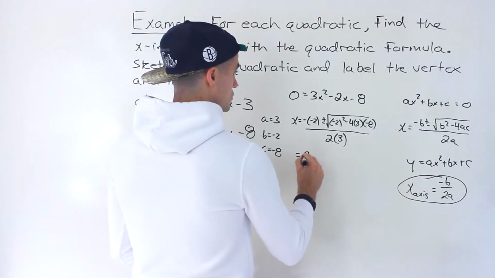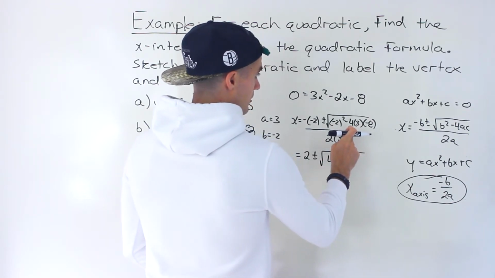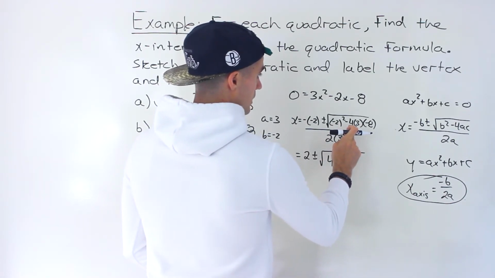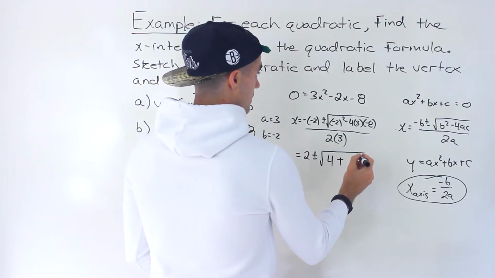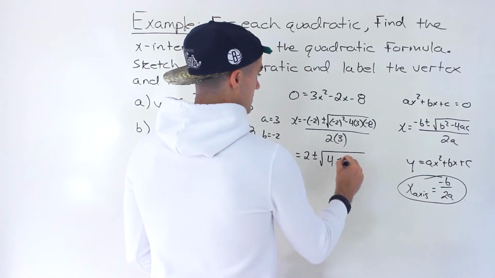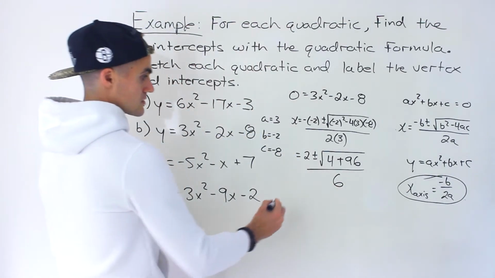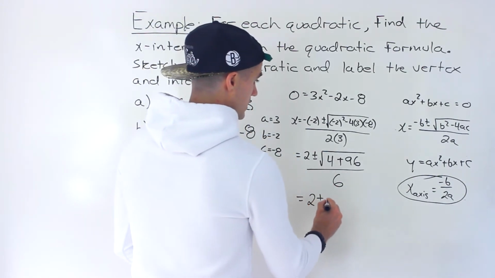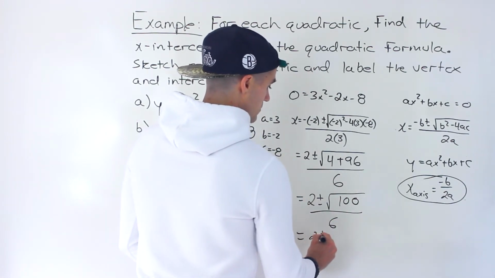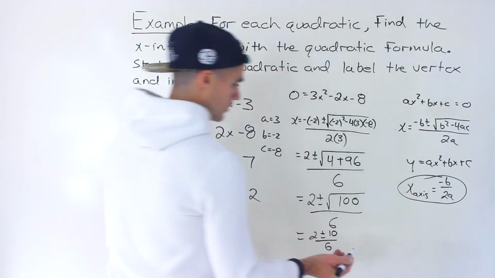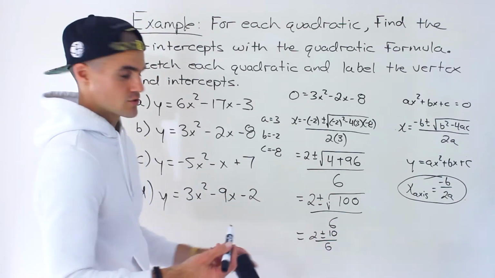So we'd have 2 plus or minus the square root of 4, and then this would end up being what? Negative 12 times negative 8 would give us positive 96. This is going to be all over 6. So what do we get? 2 plus or minus root 100 over 6. 2 plus or minus 10 over 6, right? Because root 100 is equal to 10.